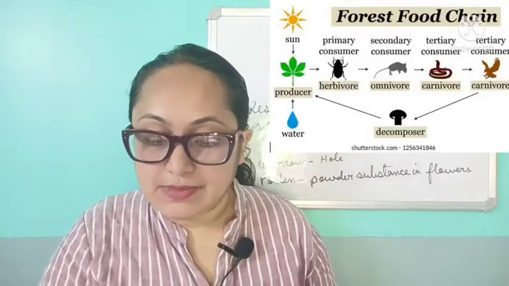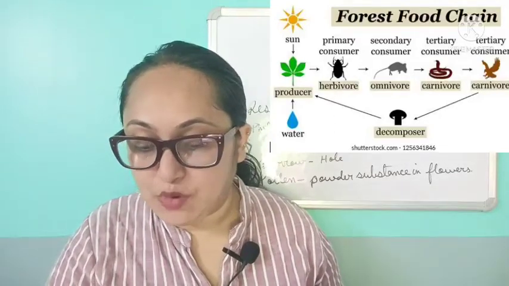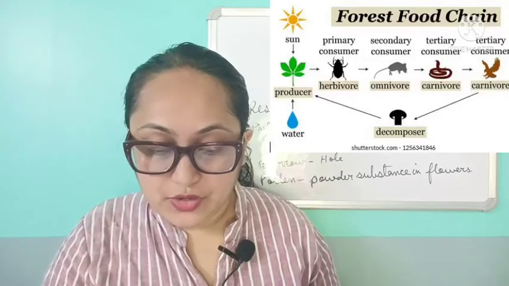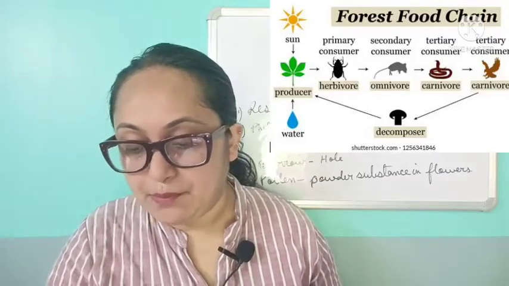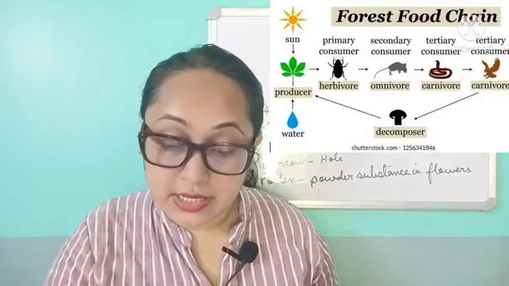Eventually, all plants and animals die. Bacteria and fungi feed on their dead bodies. They break down the dead body into simpler substances which can again be used by plants. Bacteria and fungi are known as decomposers.